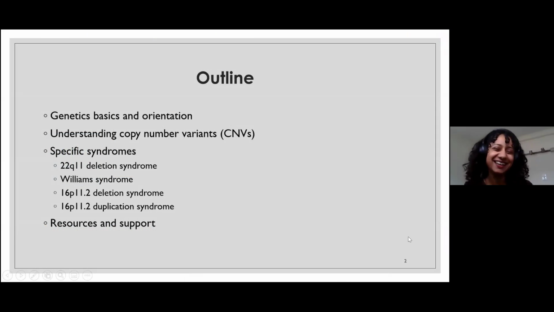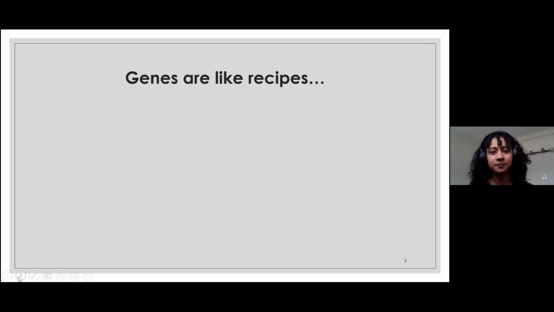There we go. Alrighty. So in terms of what we'll cover today, I'm going to give you a little bit of genetic basics and orientation to understand exactly what we're going to be discussing. We're going to work on understanding copy number variants, also known as CNVs. And I'm going to teach you a little bit about 4 specific syndromes: 22q11 deletion syndrome, Williams syndrome, 16p11.2 deletion syndrome, and 16p11.2 duplication syndrome. And lastly, I'll finish up with some resources and support.